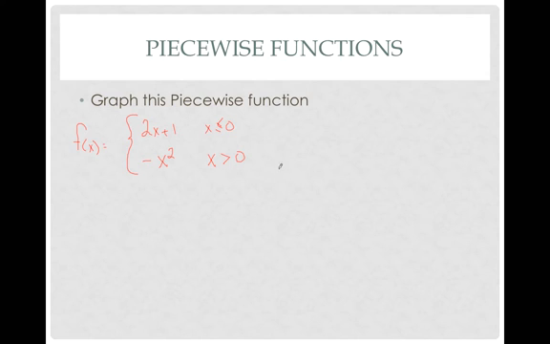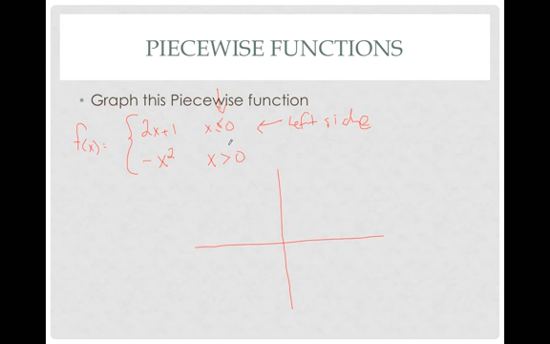So what we need to do is we need to set up a set of axes. And since 0 is the place that things are going to change, I need to think about what's happening on the left side of 0 and what's going to happen on the right-hand side of 0. So this is the left side. This deals with all values of x that are less than 0, and that's everything on the left side of the y-axis.